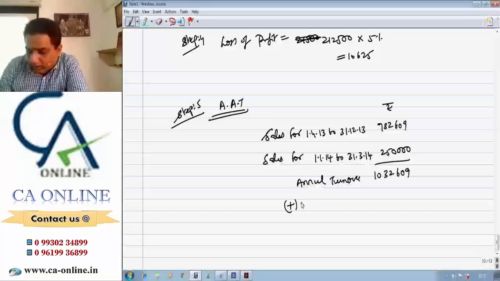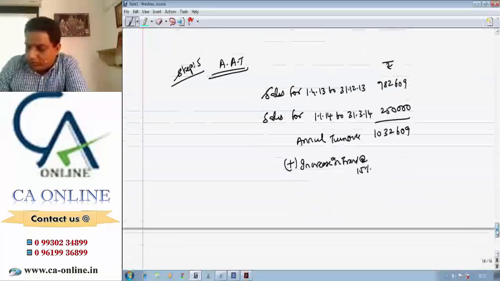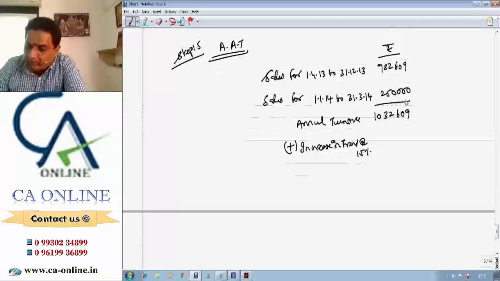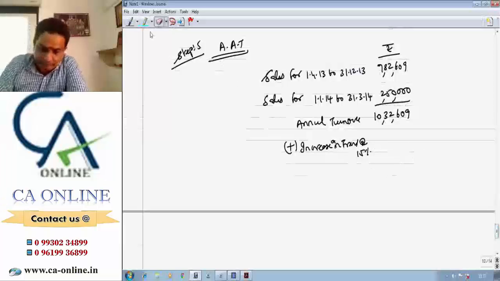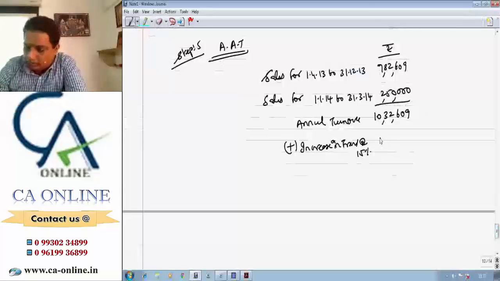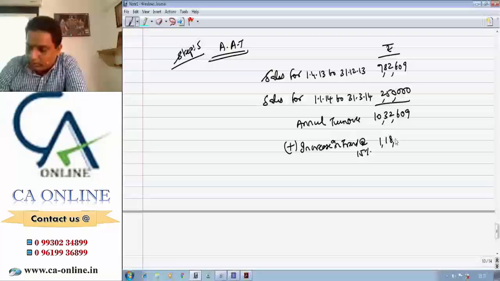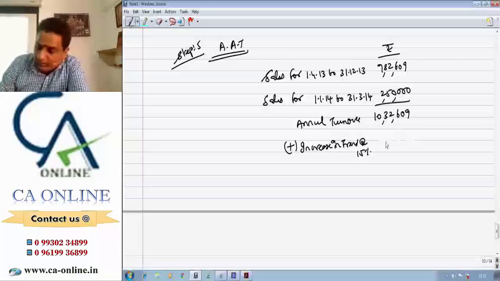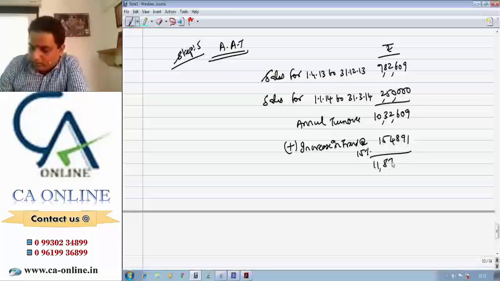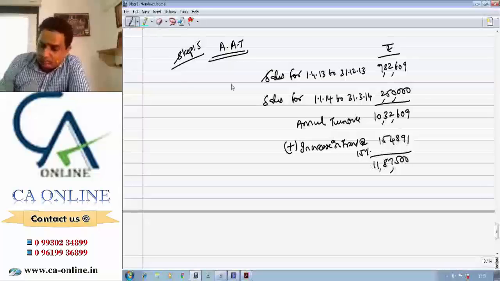Annual turnover 10,32,609. Add increase in trend at the rate of 15%. 10,32,609 into 15%, you do it as of now. What is that amount you are getting? 1,54,891. Total 11,87,500.